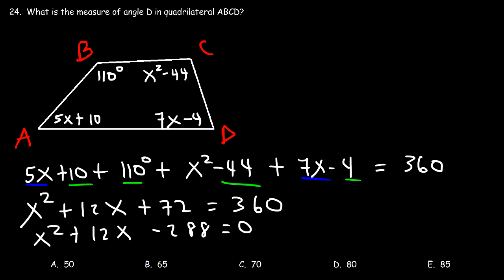Now, in order to solve for x, we need to factor. So what two numbers multiply to negative 288, but add to the middle coefficient, positive 12? Well, let's make a list. If we divide this by 4, this will give us 72. One of these has to be negative. And these two numbers, they don't add up to 12. So let's try a bigger number. Let's try 8.